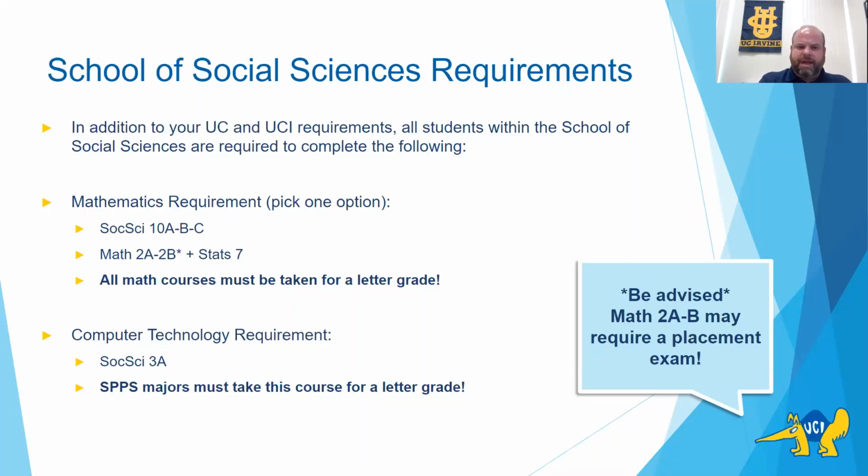You could complete calculus with that stats here at UCI that you already completed. Or you can take the social science 10A, B, and C, which is a year-long sequence in probability and stats. And that is a more common option, especially for our majors in social policy and public service. And it's really only one extra class, and it doesn't have any prerequisites. So you wouldn't be required to take any placement exams for getting into that class.